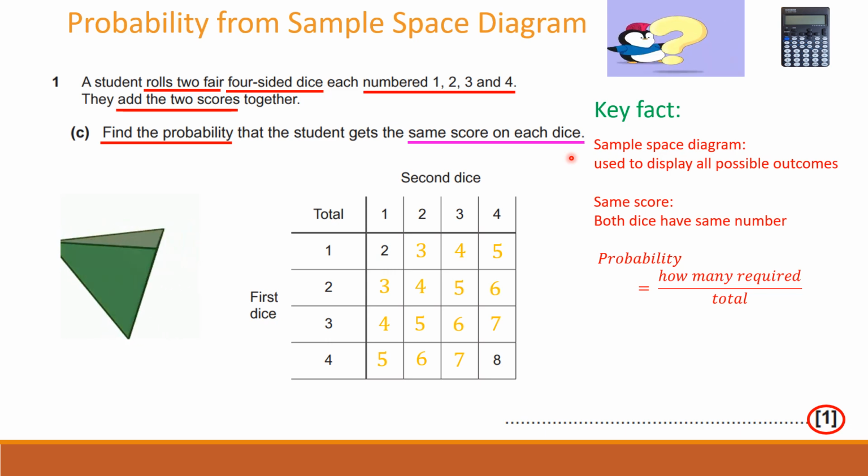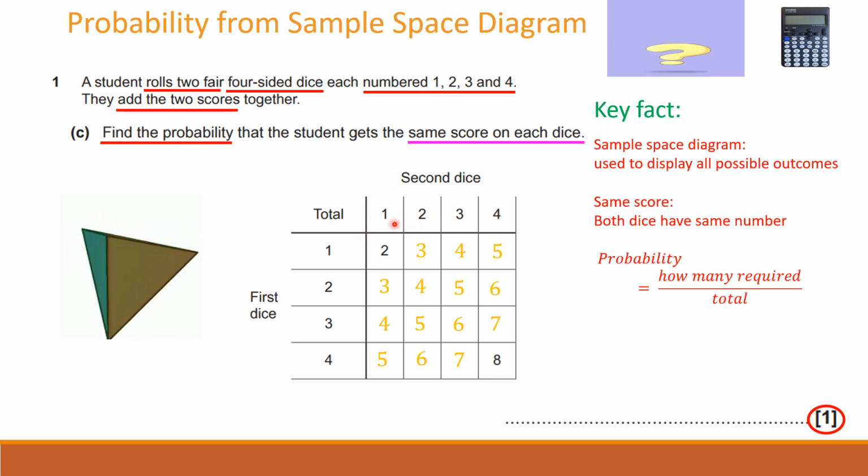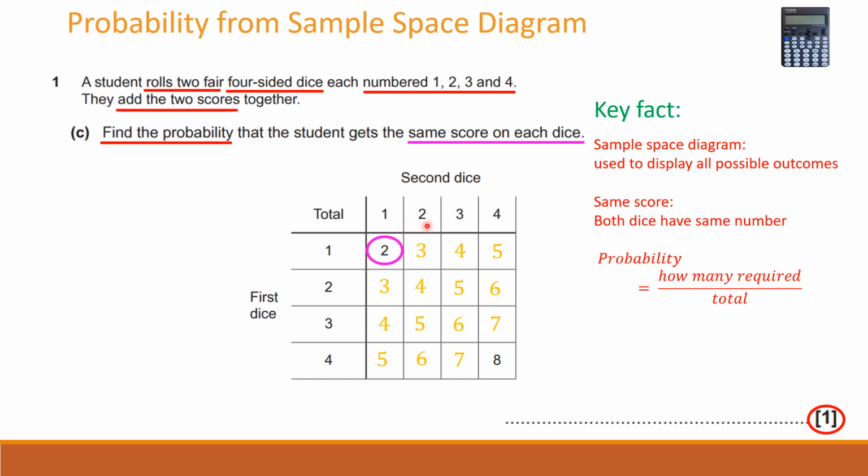Well done guys, hopefully you managed to spot there's a pattern. So if I got 1 on the first dice and 1 on the second dice, I'm going to highlight here. I could also get a 2 on the first dice and a 2 on the second dice. I could get a 3 on the first dice and a 3 on the second dice, and a 4 on the first dice and a 4 on the second dice. So we can see there is 1, 2, 3, 4 outcomes which are required. So same score on each dice. So that's 4 out of the total. There are 4 across the top, 4 down, which is out of 16. So we've got 4 out of 16 for 1 mark.